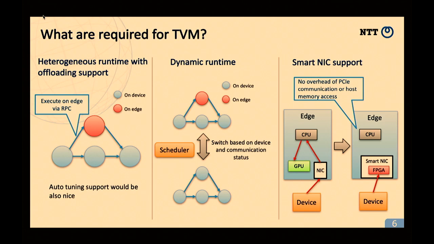And the second is dynamic runtime. We switch accelerator based on device and communication status. And I think using this feature from an external scheduler, and smart NIC support is also important for real-time inference on the edge.